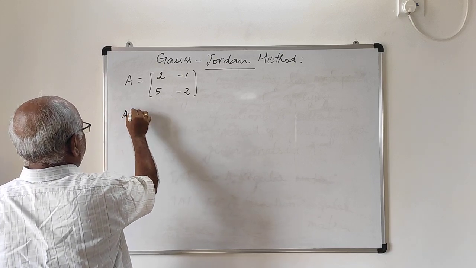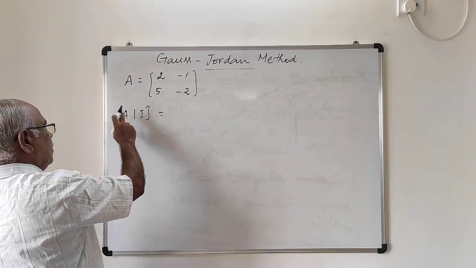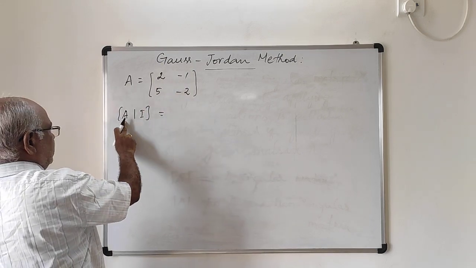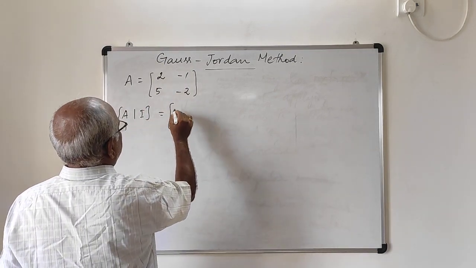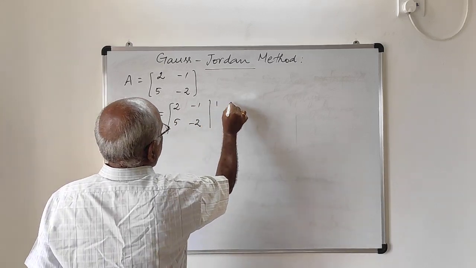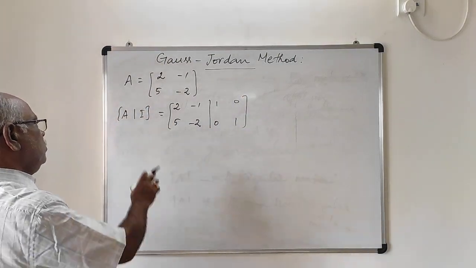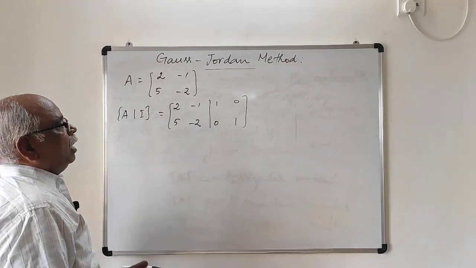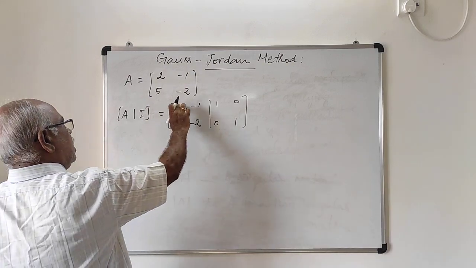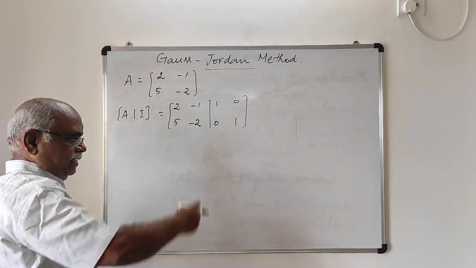This is called the augmented matrix. Augment the matrix A with the corresponding identity matrix. Since it is of order 2, we augment matrix A with the identity matrix of order 2. That is 2, minus 1, 5, minus 2, and 1, 0, 0, 1 is the identity matrix of order 2. We augment like this, and by applying elementary row operations, we convert this matrix A into the identity matrix. Thereby this matrix becomes the inverse of matrix A.